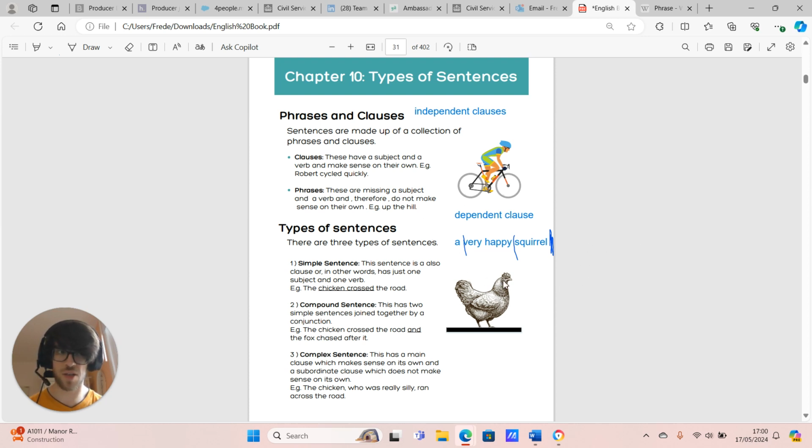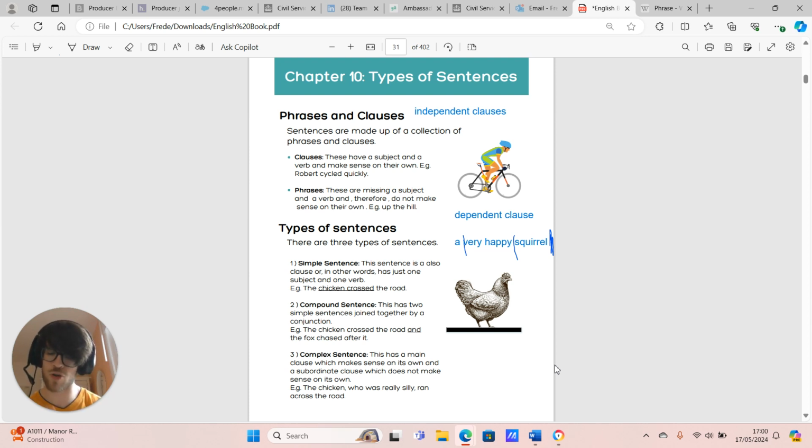If it was in the past tense, you say a very happy squirrel jumped. That makes a lot more sense, doesn't it? A very happy squirrel just sounds like an answer to a question. See, this is an isolated example where a phrase might make sense on its own, an answer to a question or a figure of speech.